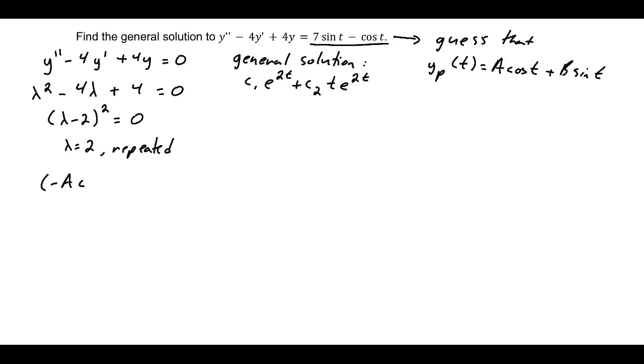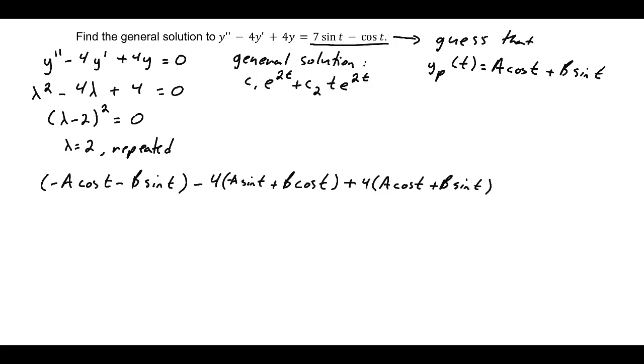(negative a cosine t minus b sine t) minus (negative 4 times (negative a sine t plus b cosine t)) plus 4 times (a cosine t plus b sine t) equals 7 sine t minus cosine t.